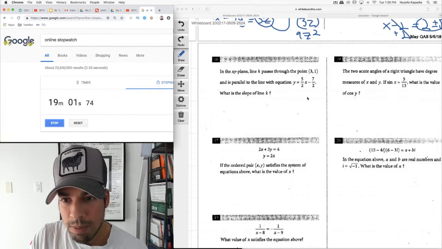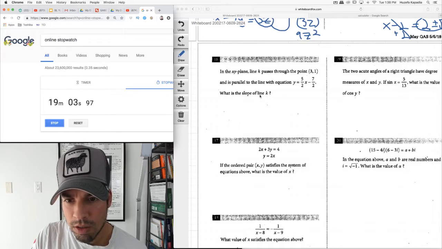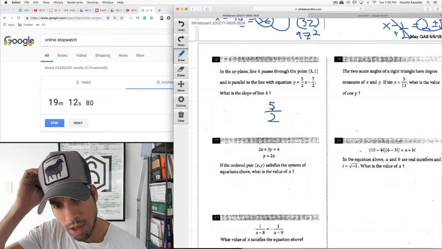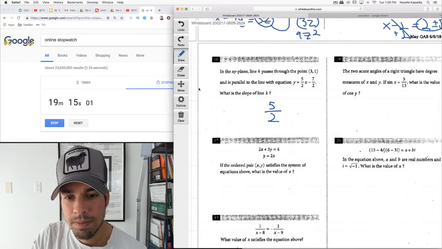In the xy plane, line K passes through point 3, 1 and is parallel to this. It's 5 over 2. It's got it. Parallel slopes are the same. Okay. That's it.